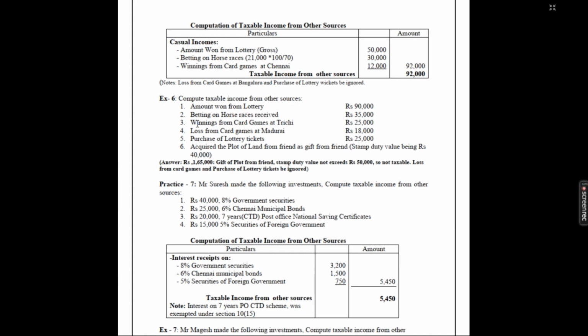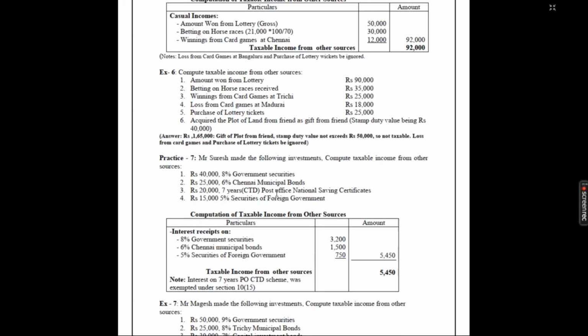Of the other 3, the first one is amount invested 40,000, which yields 8% interest. So we have to compute the interest on 8% government securities, 40,000 into 8%. And the second one, 6% Chennai municipal bonds. So 25,000 yields only 6% interest rate, 1,500. Third one was not taxable. Fourth one, 15,000 invested in 5% securities of foreign government. So 15,000 into 5%. That's all. Very simple problem. In the same pattern, the listeners can practice exercise 7.